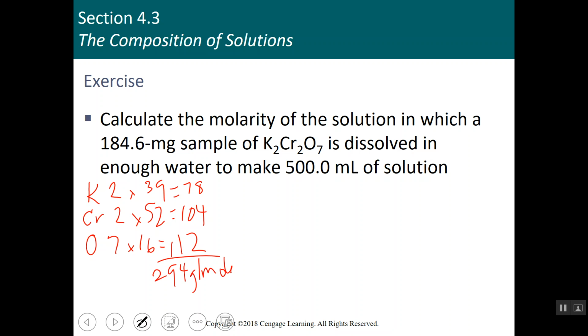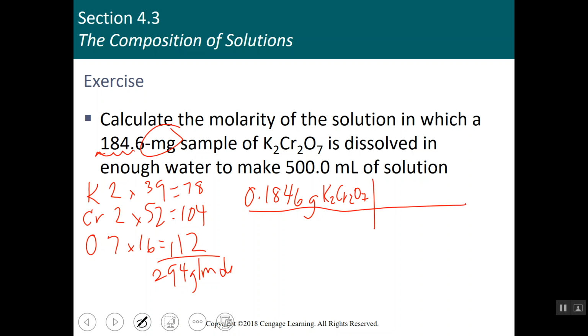Now notice it gives you milligrams in the prompt, so we do need to convert that to grams, and we're going to move our decimal over 3 places, and so we have 0.1846 grams of potassium dichromate. And if that just totally blew your mind, you might want to go back and look at metric conversions, because you're going to come across that again here in just a little bit.